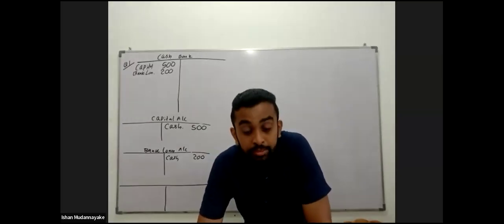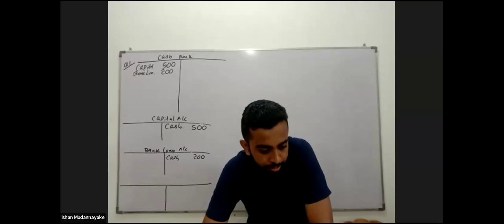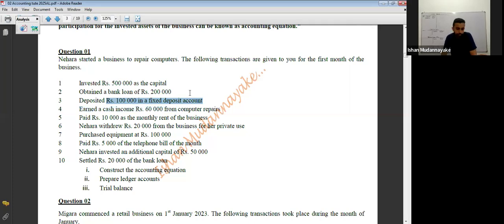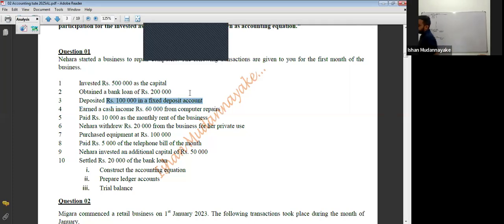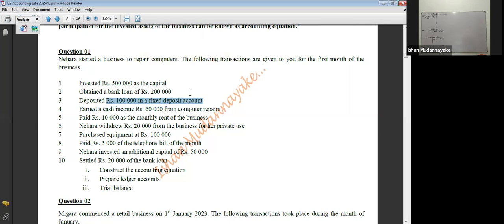Right, students, look at the third transaction. What is the third one? The third transaction is: deposited 100,000 in a fixed deposit account. Then how do we record this transaction?